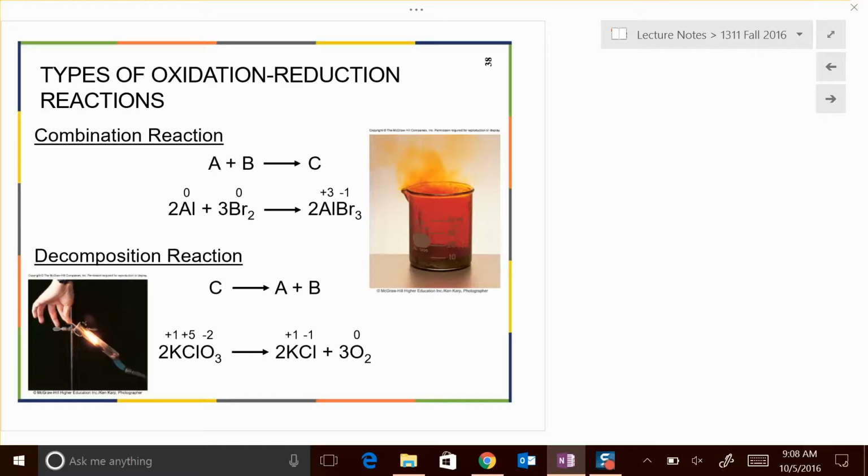Chromium gained electrons. Okay, so is it reduced or oxidized? Reduced. That means Al is oxidized. What is the reducing agent? Al. What is the oxidizing agent? Chromium. Okay, that's how I need to identify this.